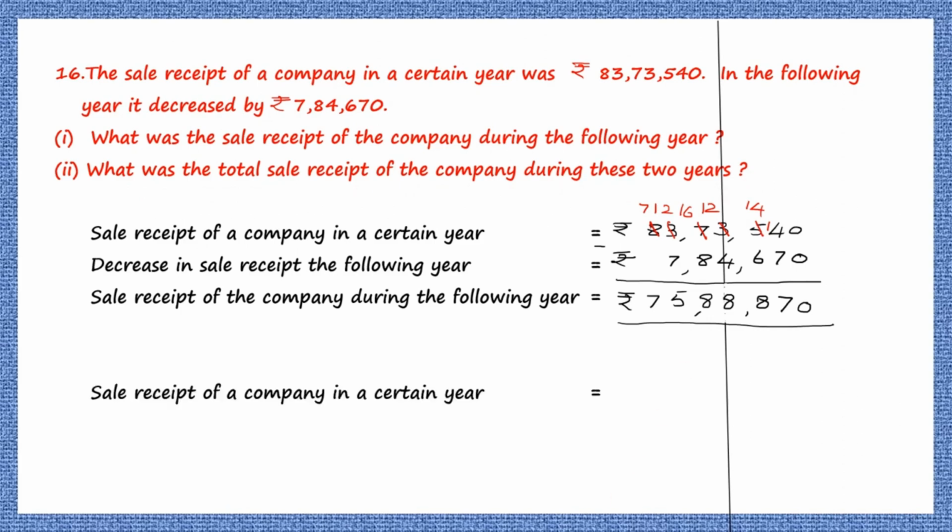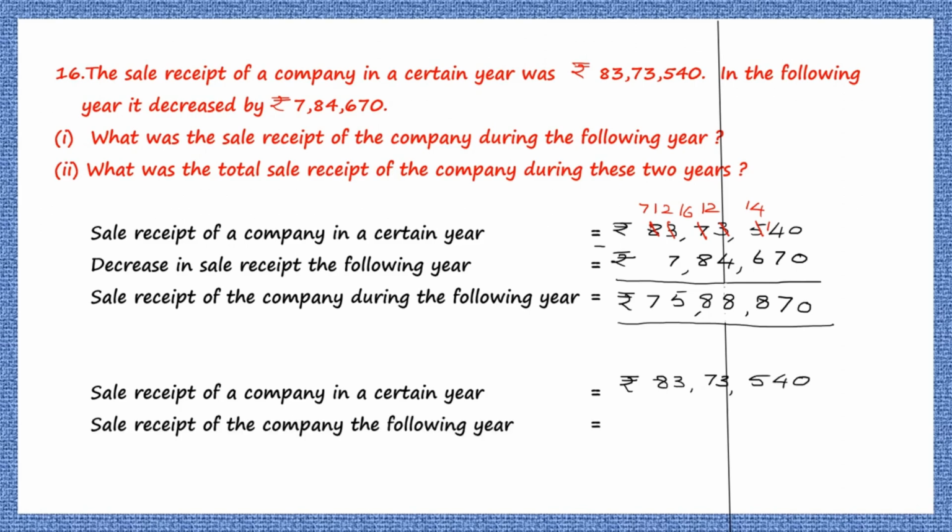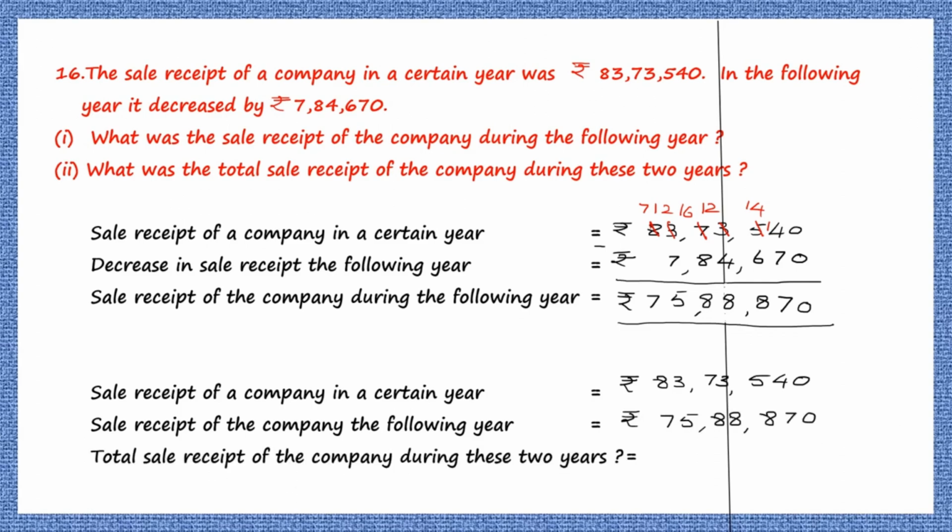So let's do that. So the sale receipt of a company in a certain year, that is what is already given to us in the question, is 83 lakh 73,540. Then the sale receipt of the company the following year, what we just found out, which is 75 lakh 88,870. Now we have to find the total sale receipt of the company during these 2 years, and that is done by adding. So now let's add up these two.